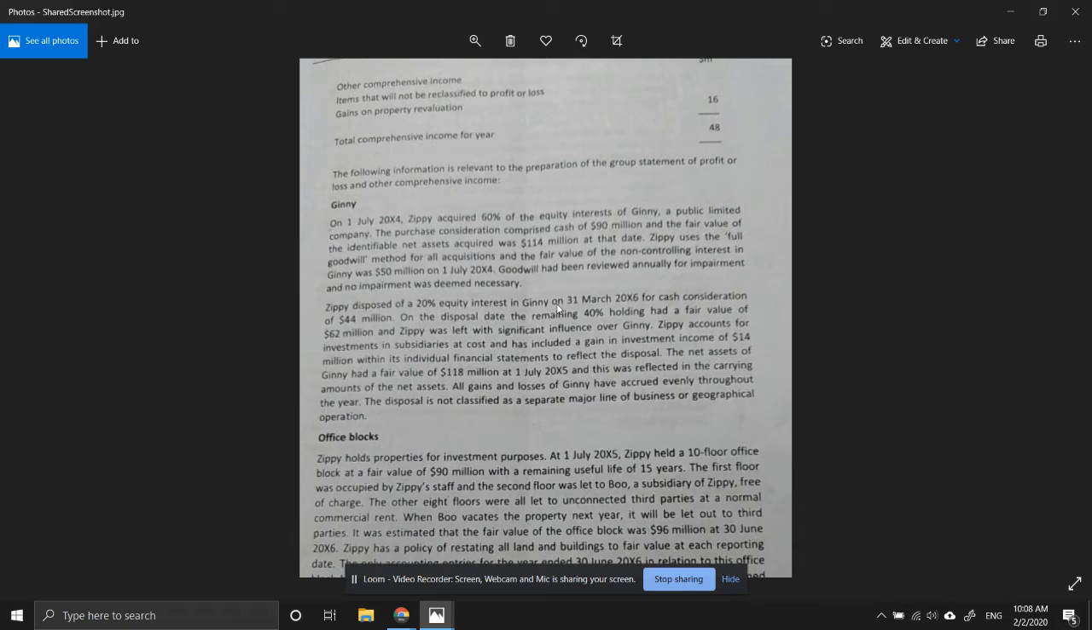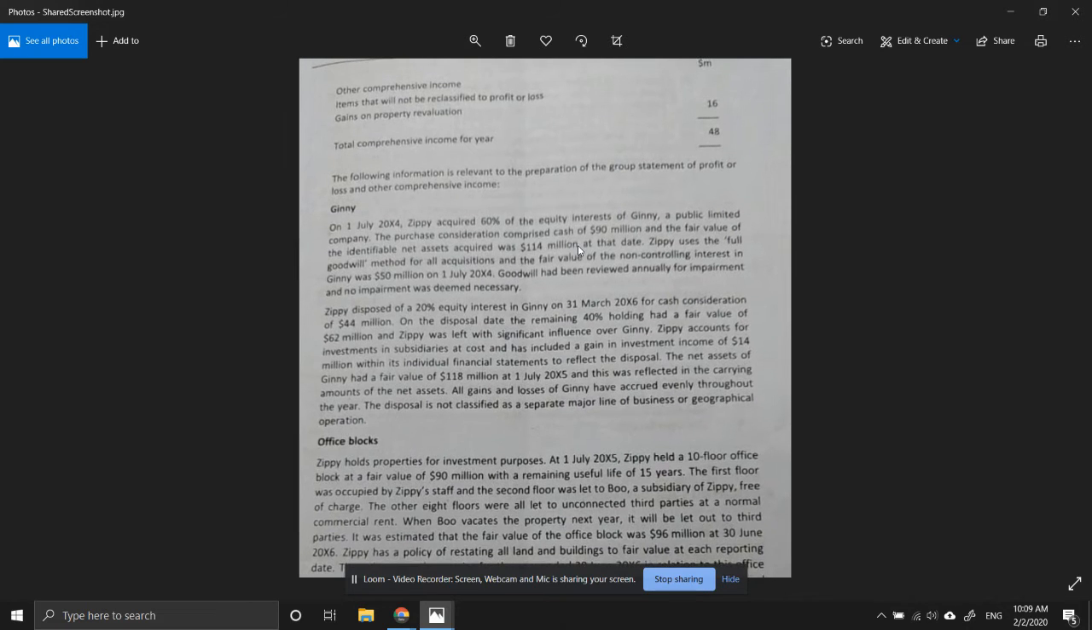Having said that, now we need to determine whether the control has really been lost or not. It does not talk about BOD or anything else. On the disposal date, the remaining 40% had a fair value of 62 million. GP was left with significant influence. The question clearly says it. Zippy accounts for investment in subsidiaries at cost and has included a gain in investment income of 14 million.